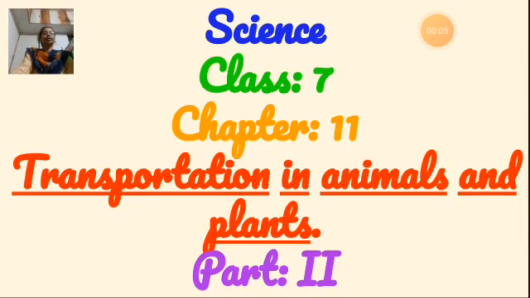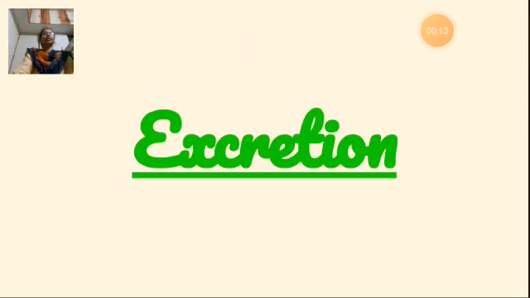This is part 2 from chapter 11, that is transportation in animals and plants. Our first topic in this part is excretion. During activities, the animal body produces a variety of materials which are not required within the body.